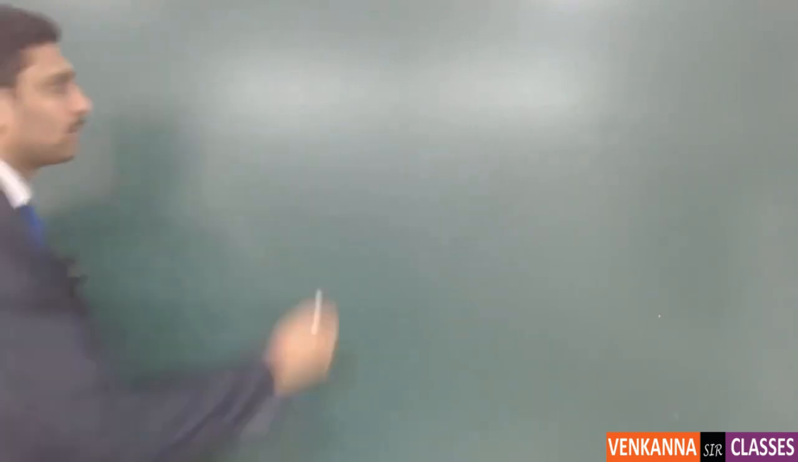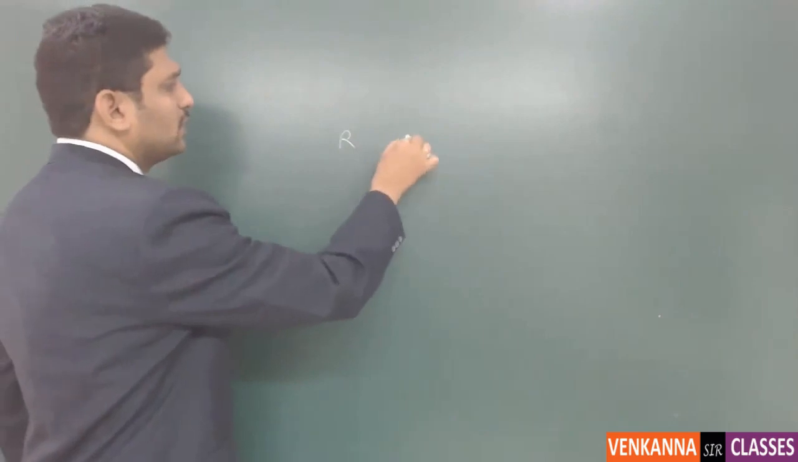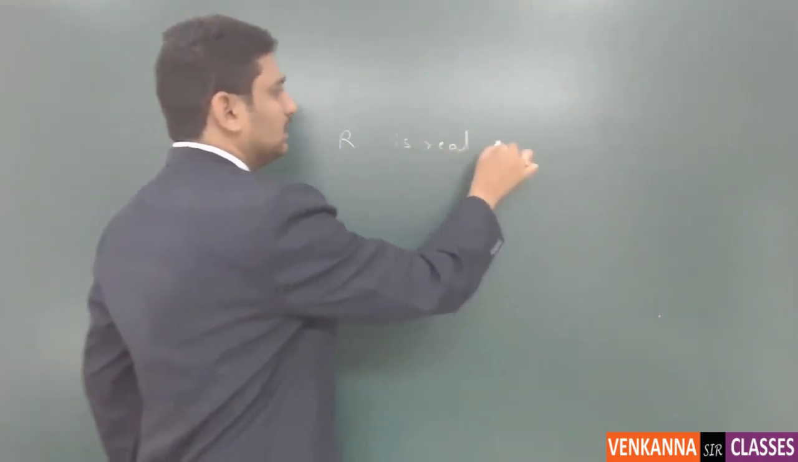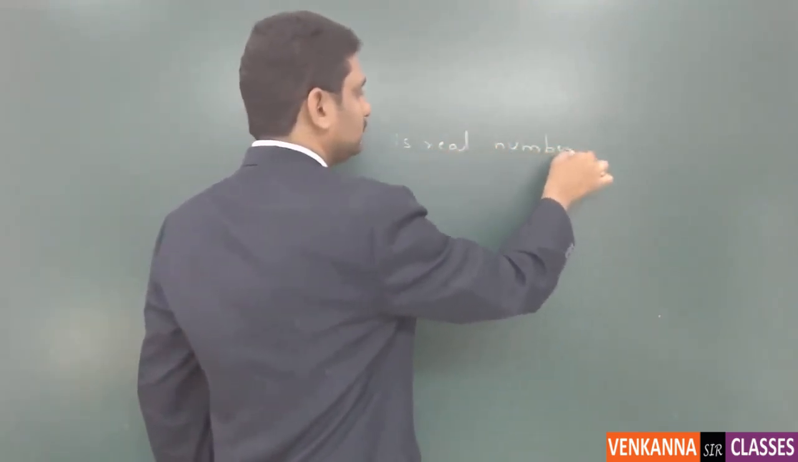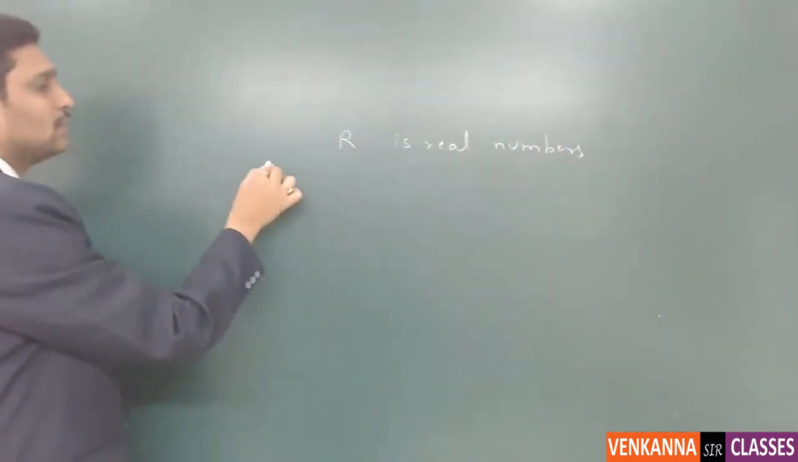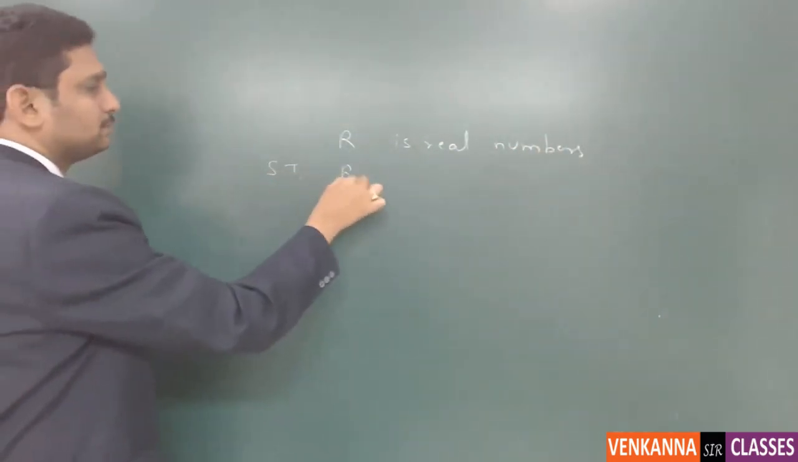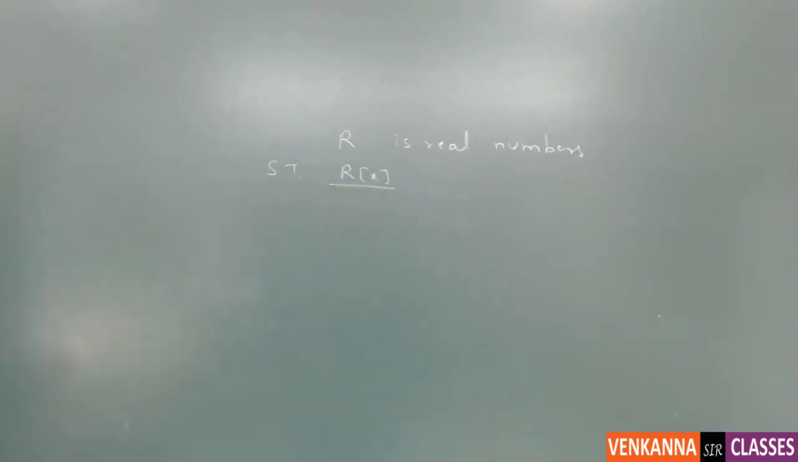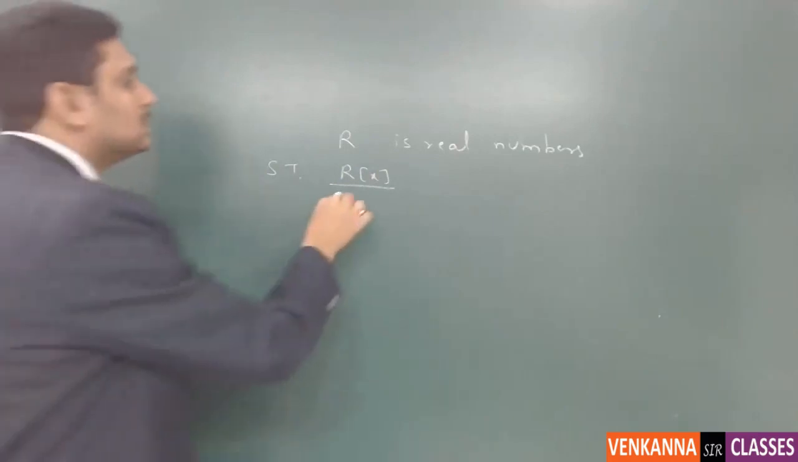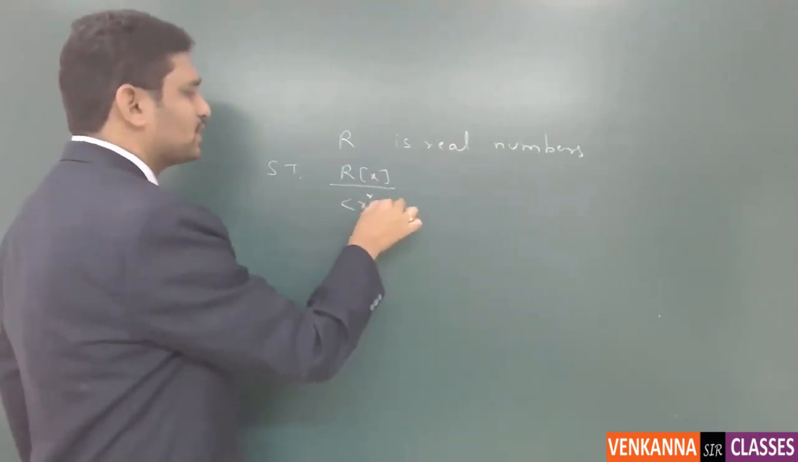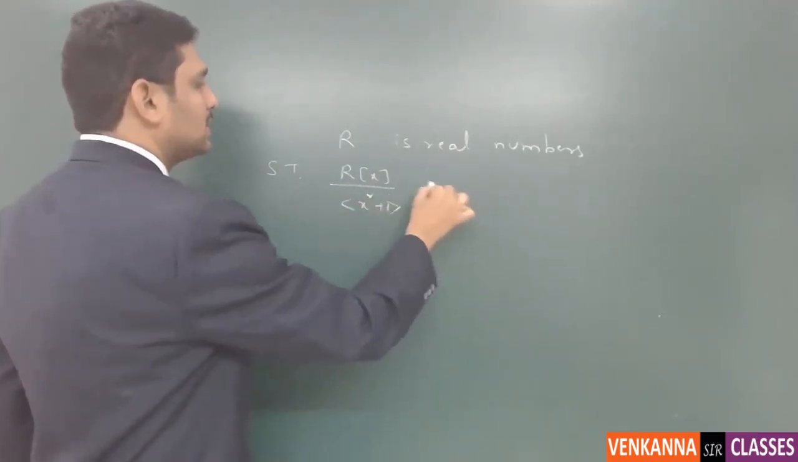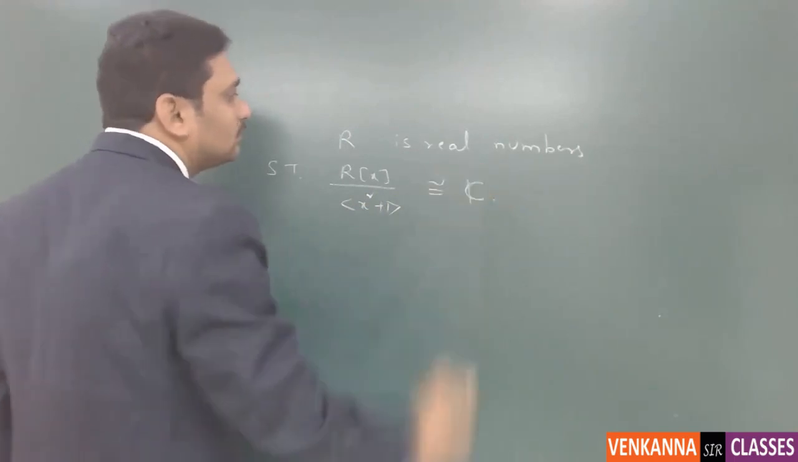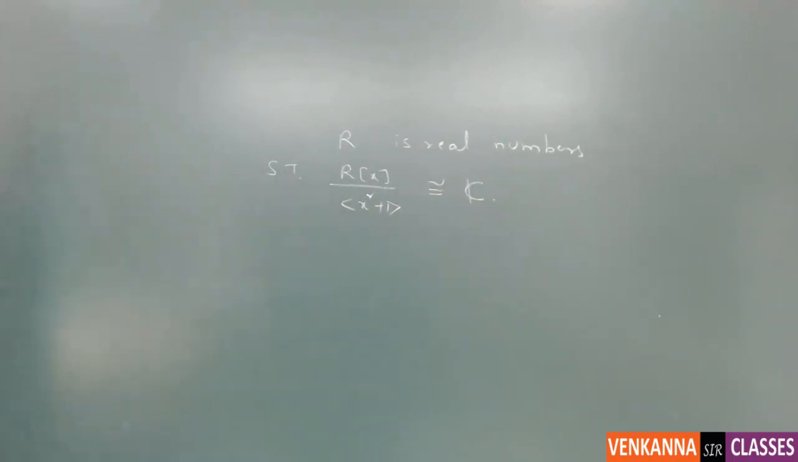So, if R is the real numbers, we have to show that R of x modulo the ideal generated by x square plus 1 is isomorphic to C, the set of complex numbers. So this is our problem. Please take a note of that.